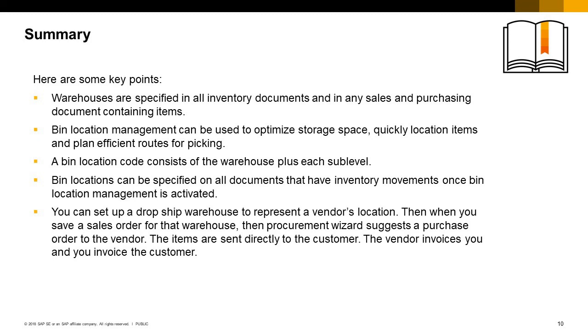You can set up a dropship warehouse to represent a vendor's location. Then when you save a sales order with a product from the dropship warehouse, the procurement confirmation automatically suggests creating a purchase order to the vendor. The items are sent directly to the customer from the vendor. The vendor invoices you for the cost of the product, and you invoice the customer for the sales amount.